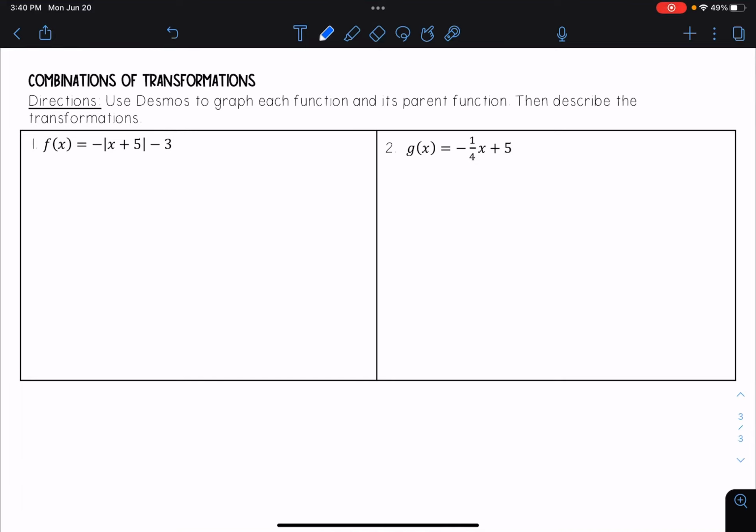For this video, we're going to be looking at combinations of transformations. So in the previous video, we saw just one transformation happen. Now we're going to look at multiple different transformations occurring. So for this, we're going to be using Desmos to graph each function and its parent function.